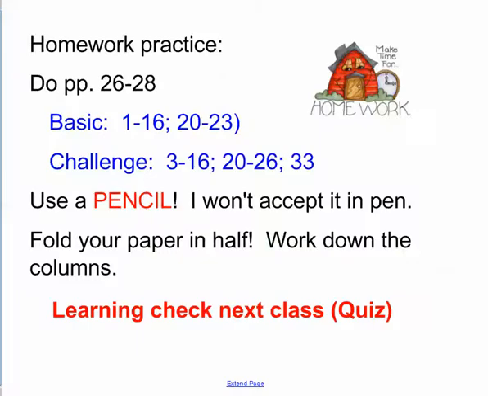And then you have a little homework to do. Remember, you can choose either the basic or the challenge. Use a pencil, fold your paper in half, and go down your columns. Your quiz next class is on lessons 1.3 and 1.4. I would look over the screencasts and look over the examples in your book. Look over your homework, see if you had any problems on anything, and you'll be set if you do that. That's it.